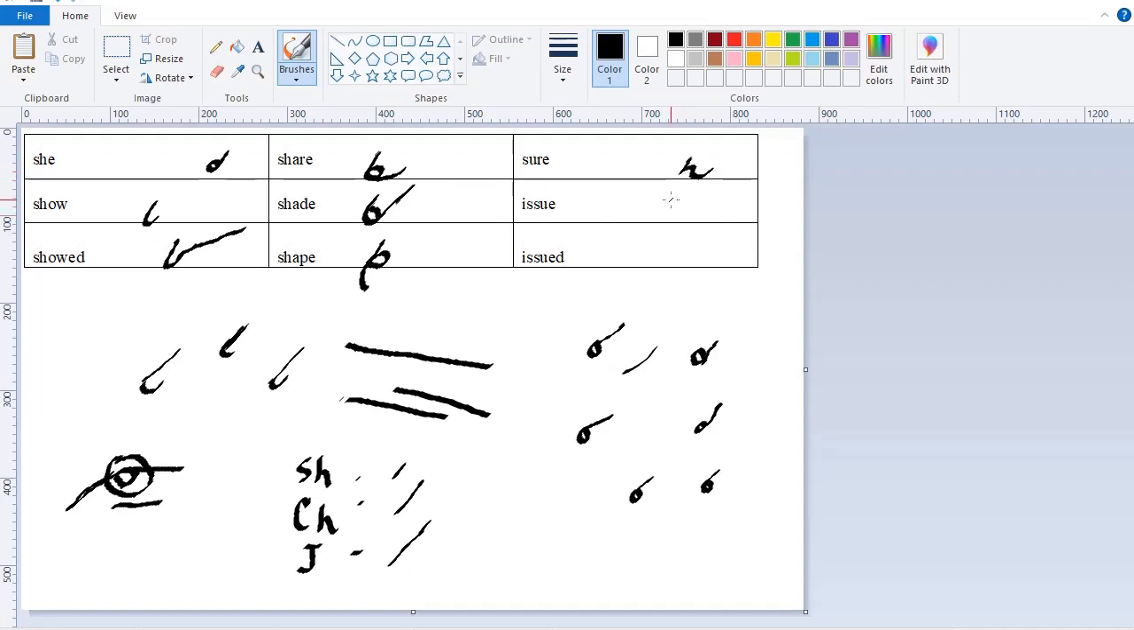Sure. Next, "issue." We have E, and then SH, and then O. Issue. Next, "issued," we have E, and then SH, and then U, and then D. Issued. Okay. So, that is how you stroke your SH sound. Next, we move on to our CH sound.